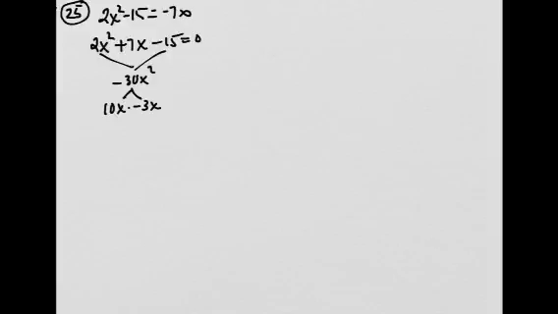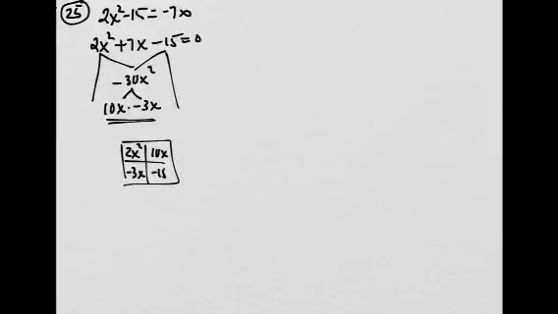Now I do the box method. I find it easier for myself. This comes down and this comes down, so I put the first term here, and then these two go here, and then the constant goes in the last box. Okay, just in order, you know, from left to right.